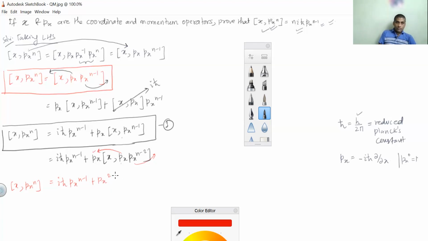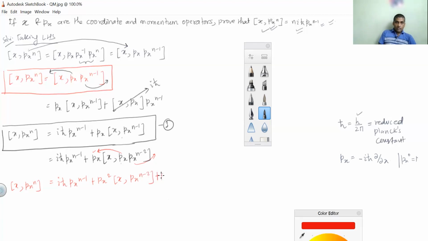So px square commutation x px power n minus 2 plus we have px and commutation of x, px, and we can take this px towards right outside the commutation relation. So we have px power n minus 2, and this is a standard relation and its value is iħ. Clear?